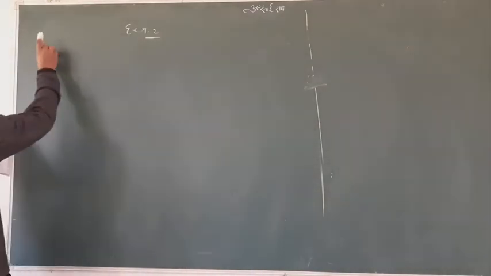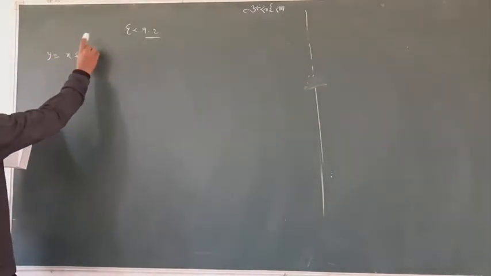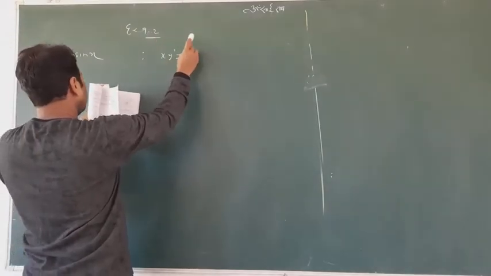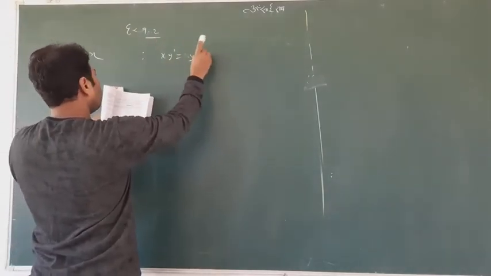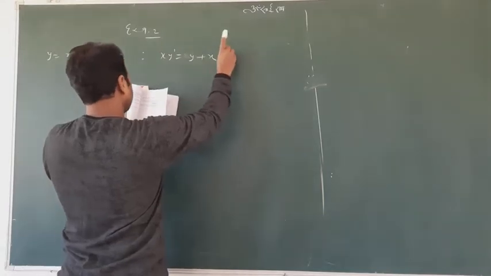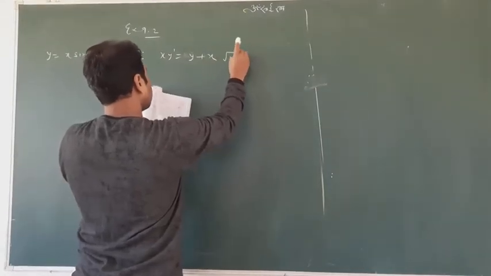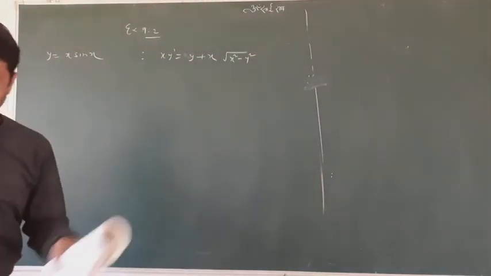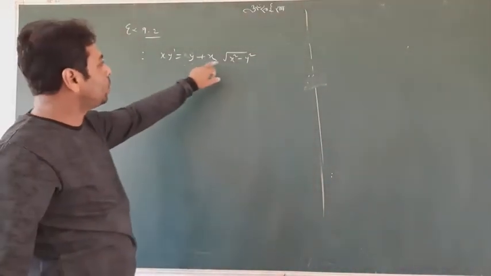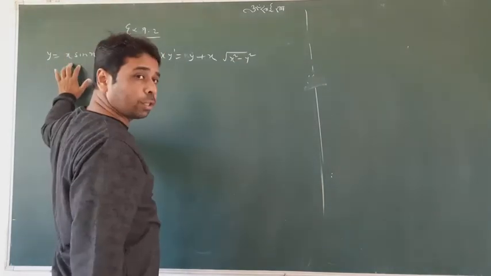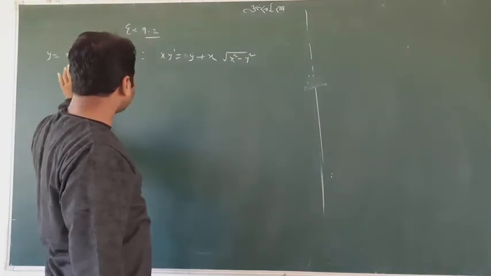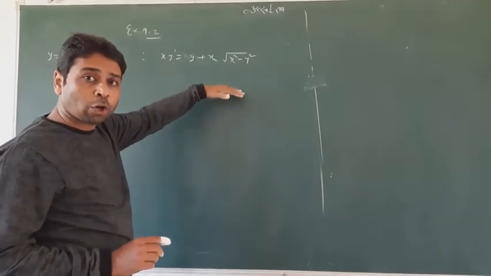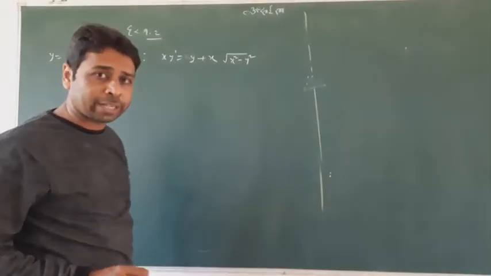Y equal to x sin x, and at the side we are given x y dash equal to y plus x square minus y square. This is the question. This is my differential equation, and this is what my equation says. So I will try to go with this and reach here just by doing it directly at once, or by taking the left hand side and right hand side method.